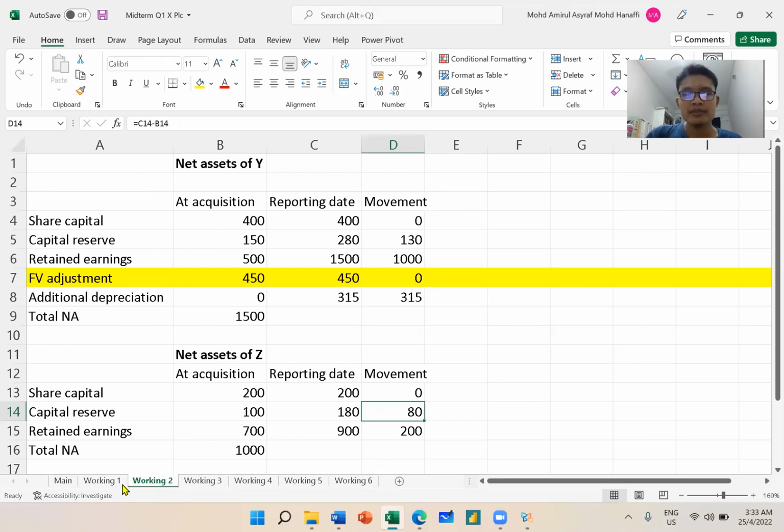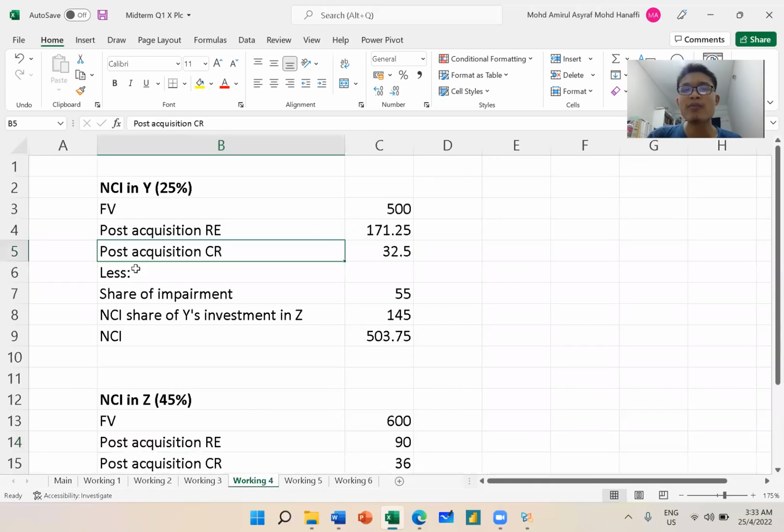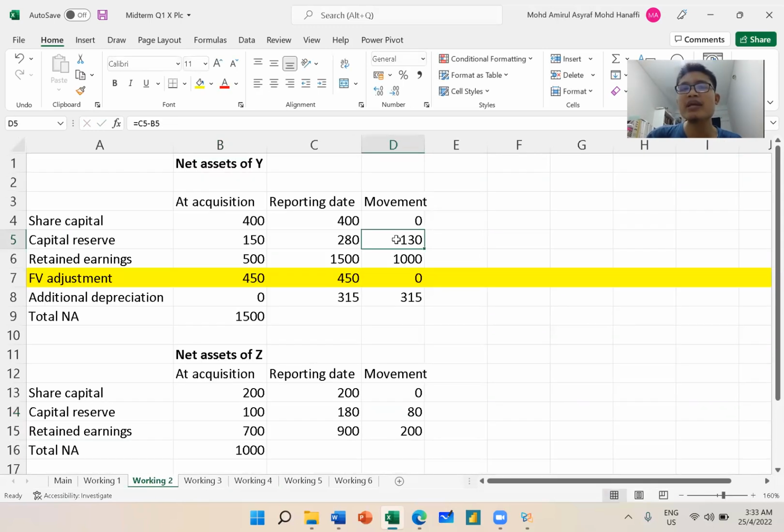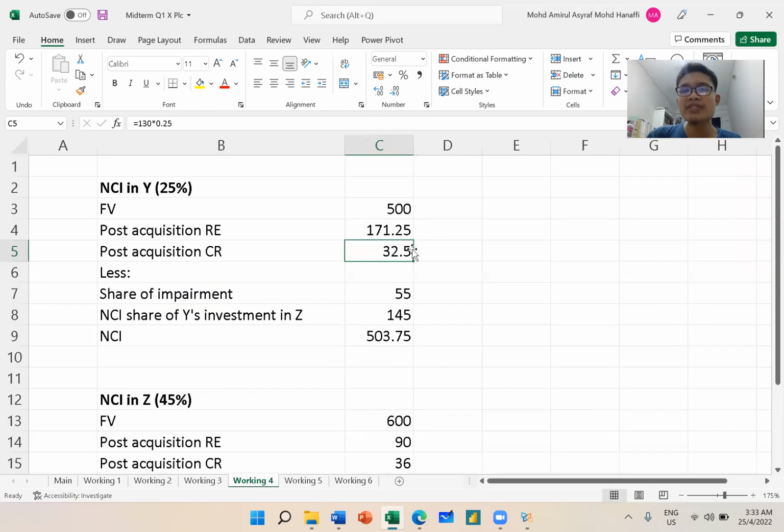When you look at the capital reserve increase, 130, you do not take the acquisition figure or reporting date figure, you take the changes, the movement of capital reserve. 130 will be shared between parent and NCI. So when you calculate your NCI, you add one more item, which is capital reserve. The increase in capital reserve, 25% belongs to NCI, therefore 25% multiplied by 130. This 130 is the increase in capital reserve. So 25% of that goes to NCI.